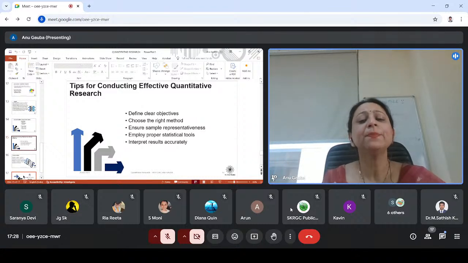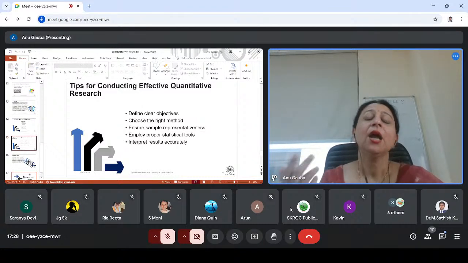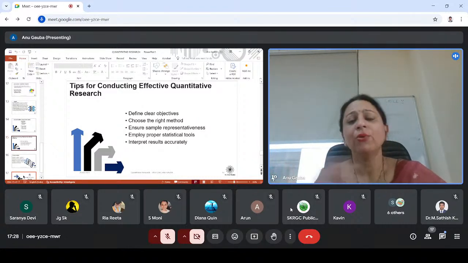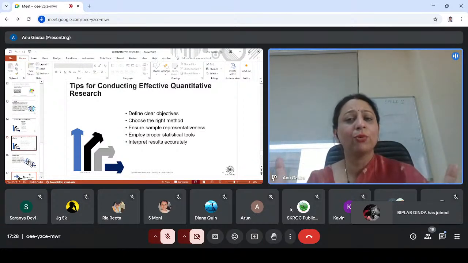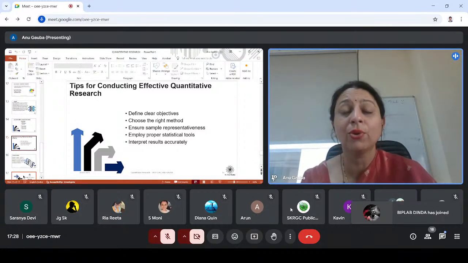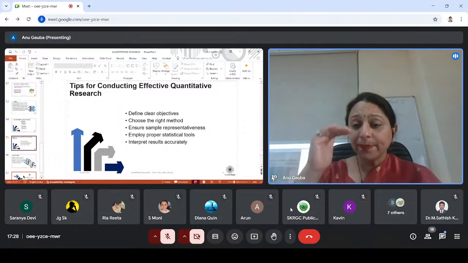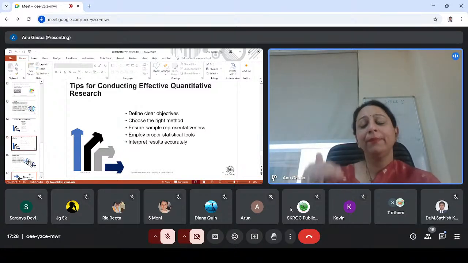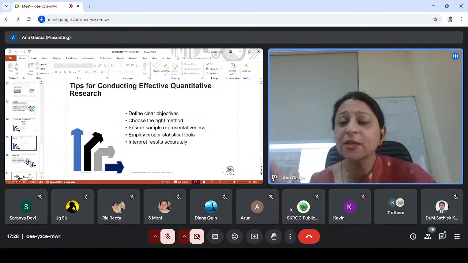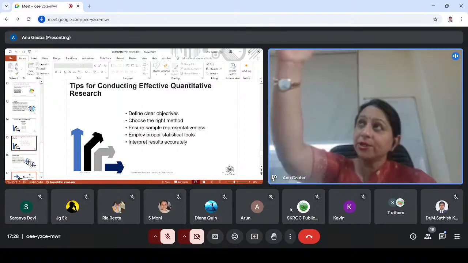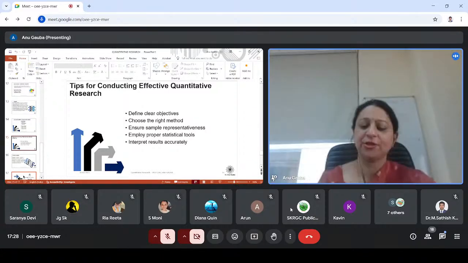Another thing is interpret the results accurately. Whatever results you find, whatever analysis, whatever methods and statistical methods you follow, make sure the interpretations you write below the table, below the graph, are accurate. There is no discrepancy between your table and your interpretations.